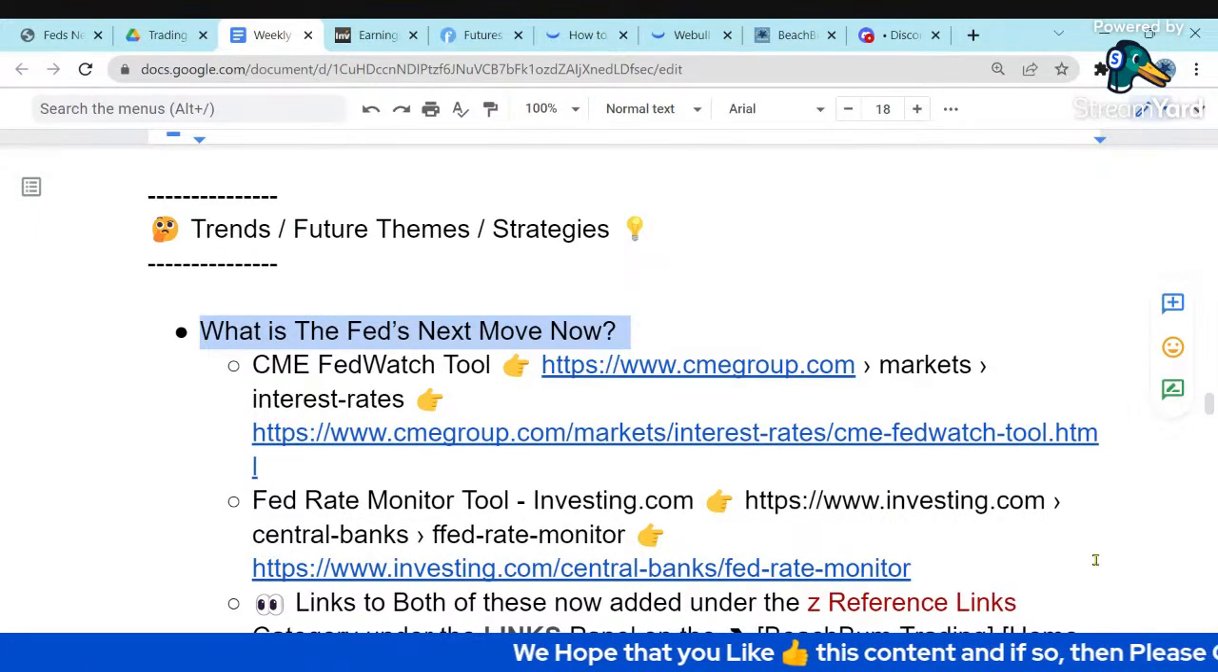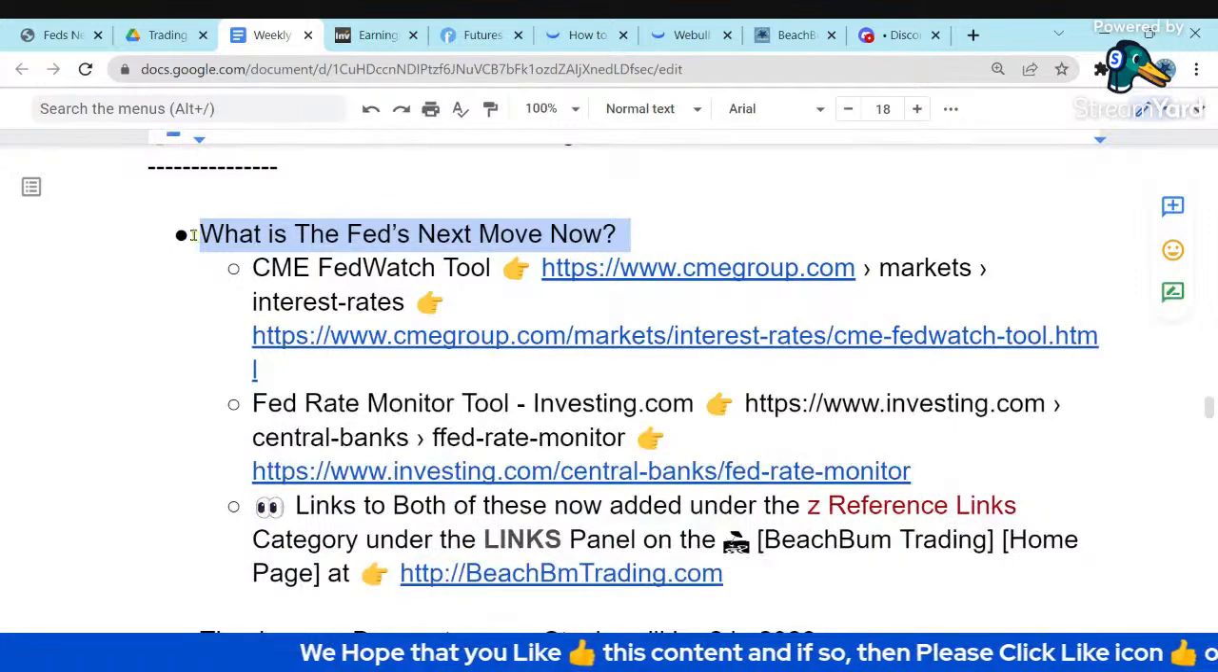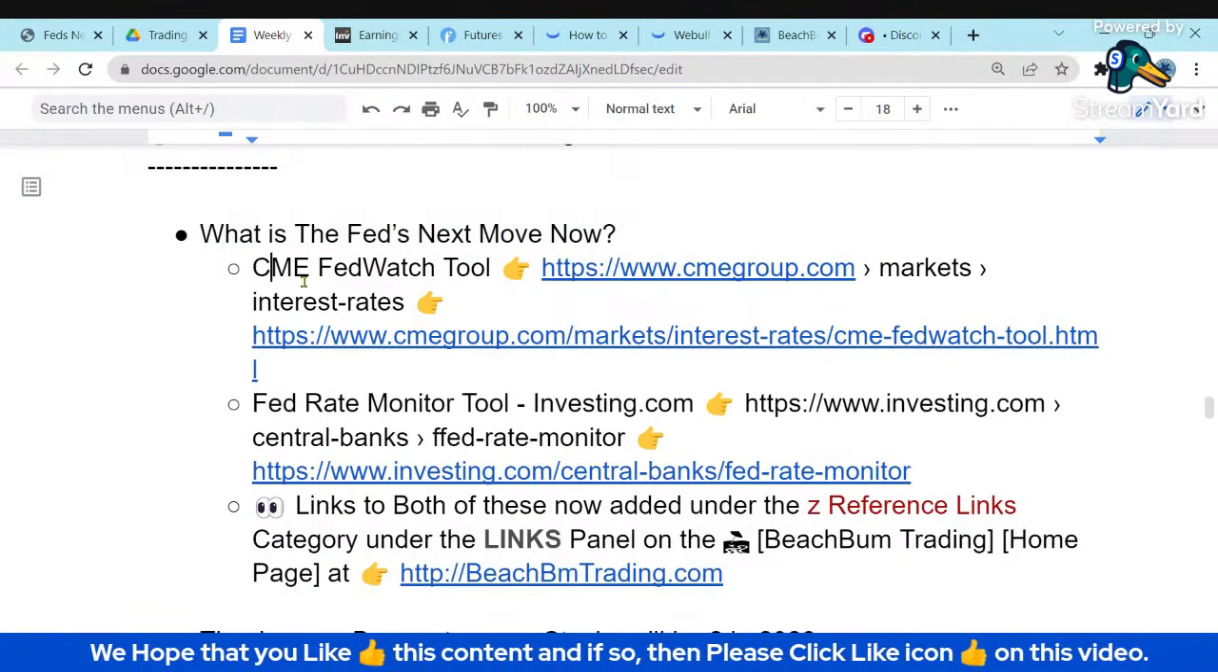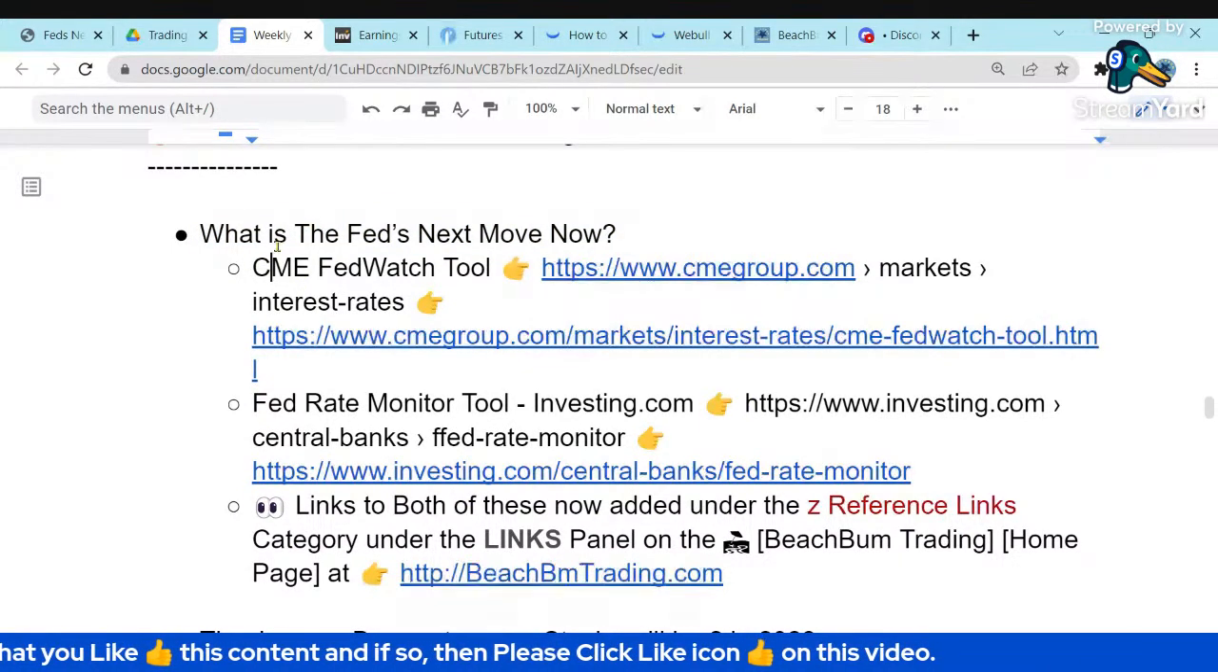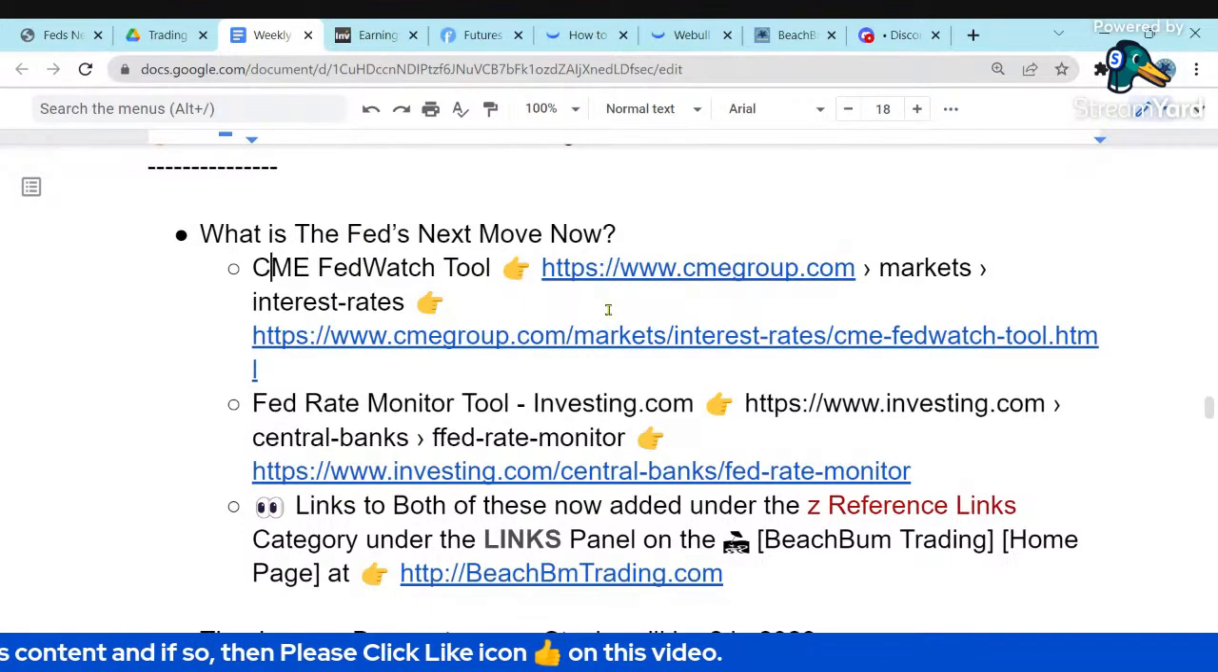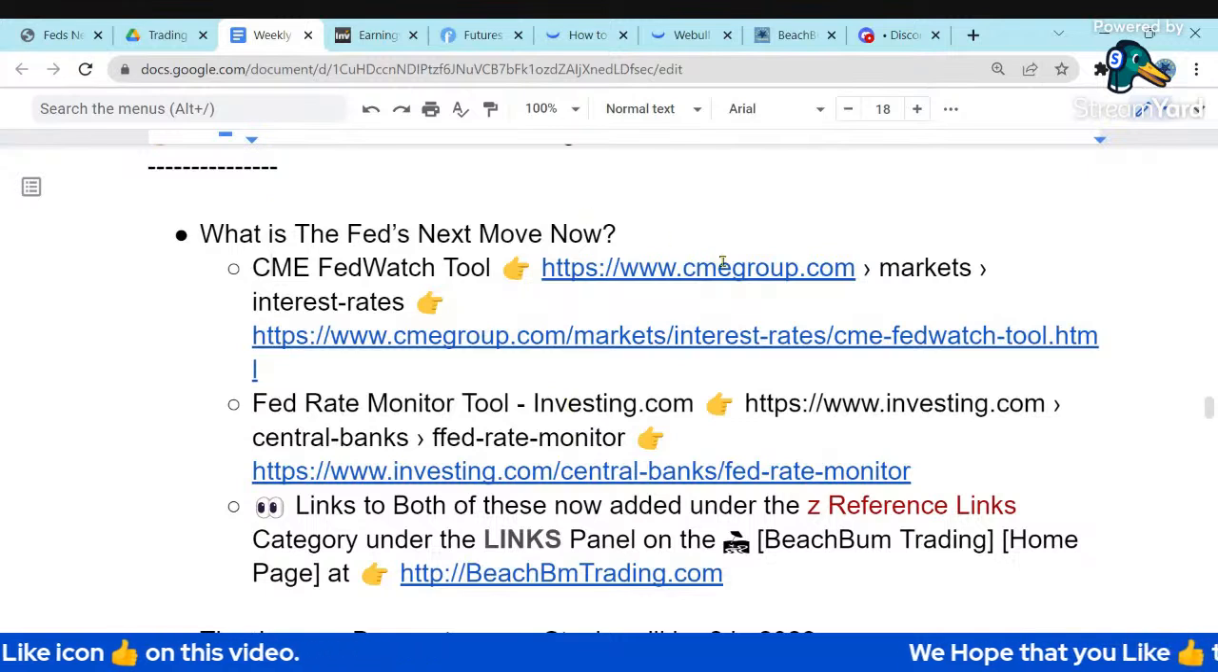Okay, here's a couple tools that I wanted to share with you in terms of trying to figure out what the Fed's next move is now or at any time. If you want to see what others think in terms of what the Fed's next move is going to be, I have a couple tools that we'll look at.